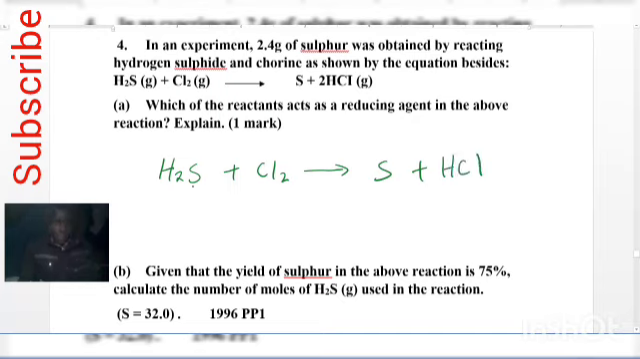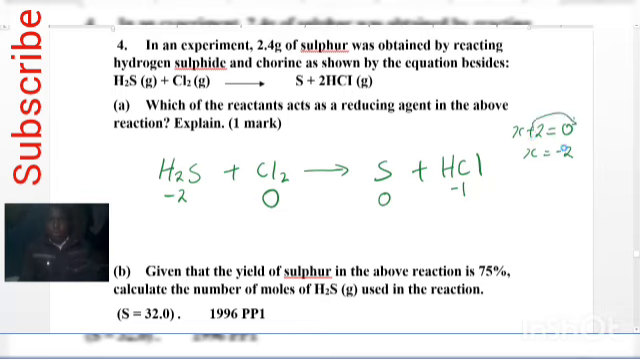So the oxidation number of sulfur here is -2. Chlorine here is 0 because chlorine is a gas, so all elements and molecules are 0. Sulfur is 0 here, and the chloride ion here is actually -1. So how do you know? If you want to know the oxidation number for sulfur, you say X plus hydrogen 1 times 2, 2, will be equal to 0. So X is equal to -2.